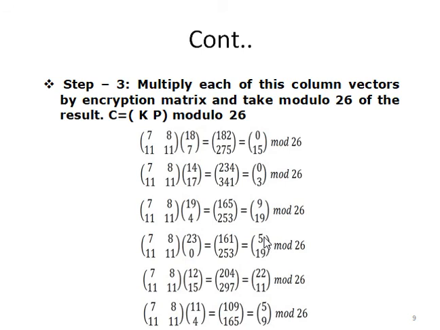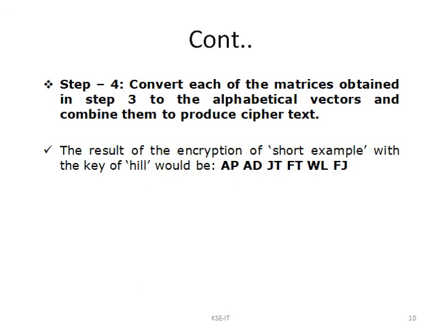For the next pair 5, 19, you will get FT. For 22, 11, you will get WL, and for the 5, 9 pair you will get FJ. So the resultant ciphertext is AP, AD, JT, FT, WL, FJ.